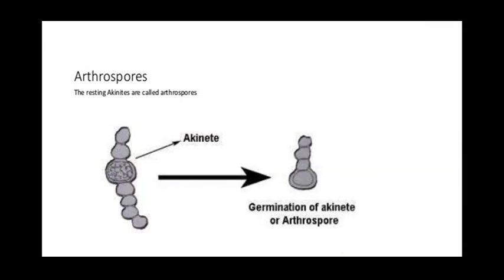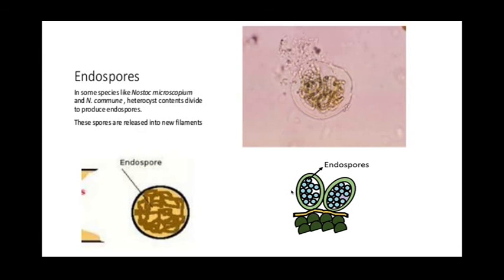Next is arthrospores. The resting akinetes are also known as arthrospores. You can see the germination of an akinete or arthrospore. These are endospores. In some species like Nostoc microscopicum and Nostoc commune, heterocyst contents divide to produce endospores. These spores are released into a new filament. You can see the endospores in the picture.